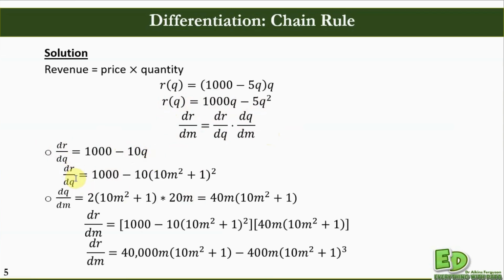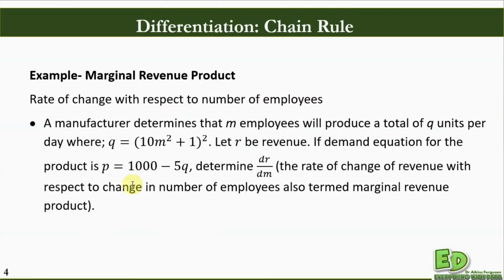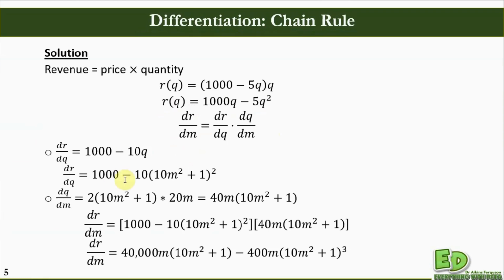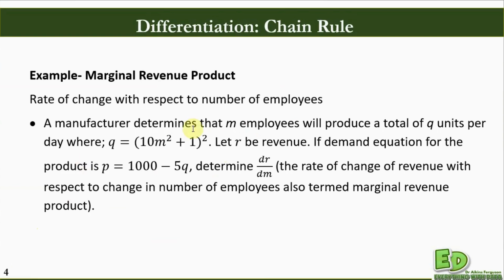But we're given in the question that the quantity function is (10m squared plus 1) all squared. So we just substitute it in the function. So we say 1000 minus 10 into bracket (10m squared plus 1) all squared. Right, so we are done with dR/dQ. The next thing is to find our dQ/dM. dQ/dM is about the quantity with respect to the number of employees. So differentiate this quantity function with respect to M, which is the number of employees.